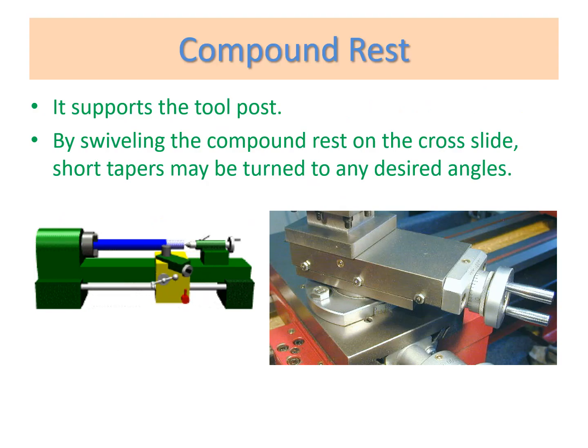The compound rest is used to move the tool at some angle with respect to the workpiece. It is mostly used in taper turning operations and sometimes also in grooving operations. This is the compound rest, where you can see the tool is sliding but at some angle, not perpendicular to the workpiece. It is used in taper turning.